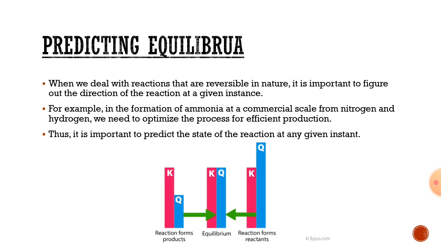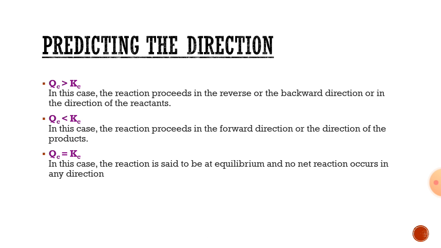The given diagram says that if the equilibrium constant is greater than the reaction quotient, then it moves forward, and if the reaction quotient is greater than the equilibrium constant, then it moves backward.